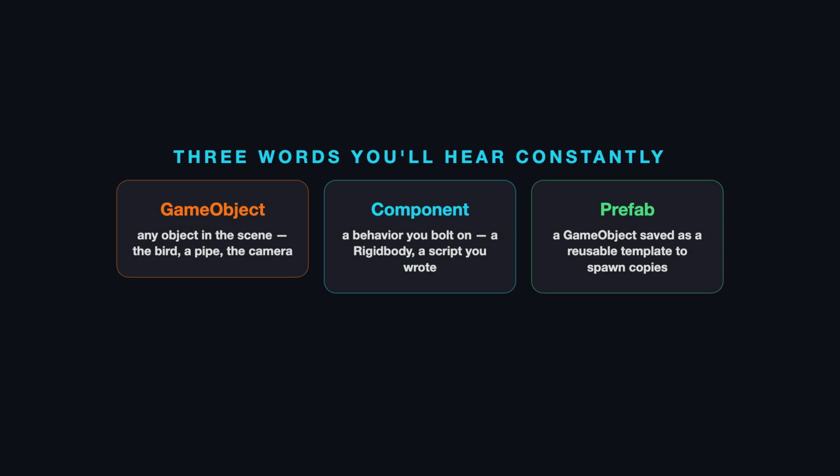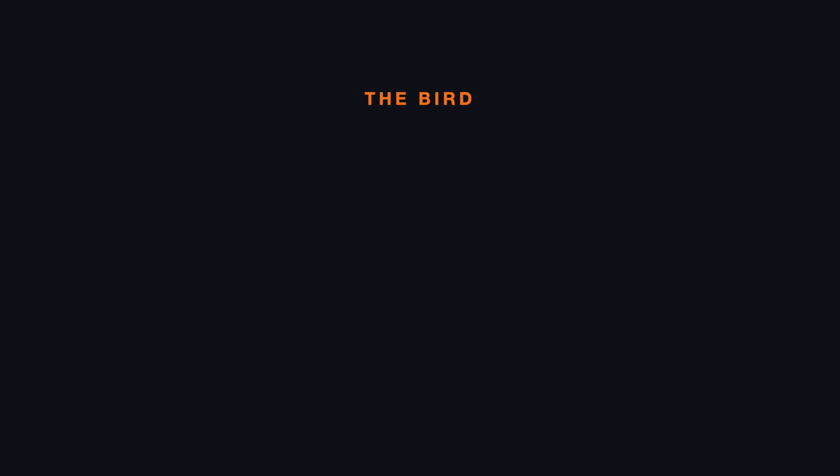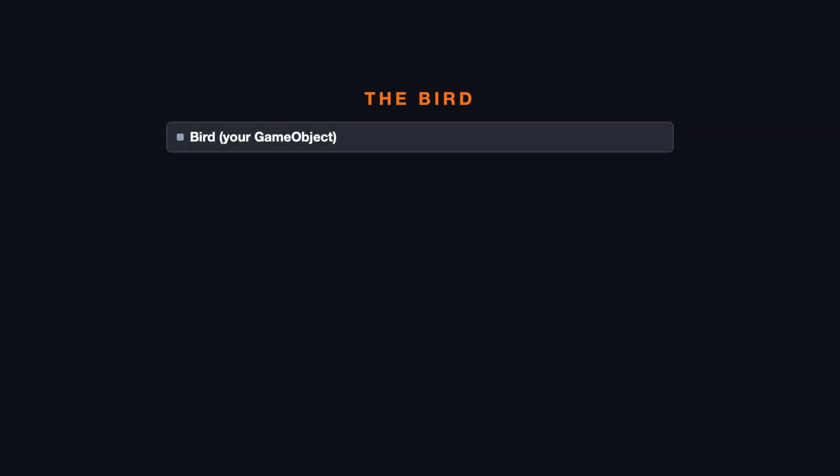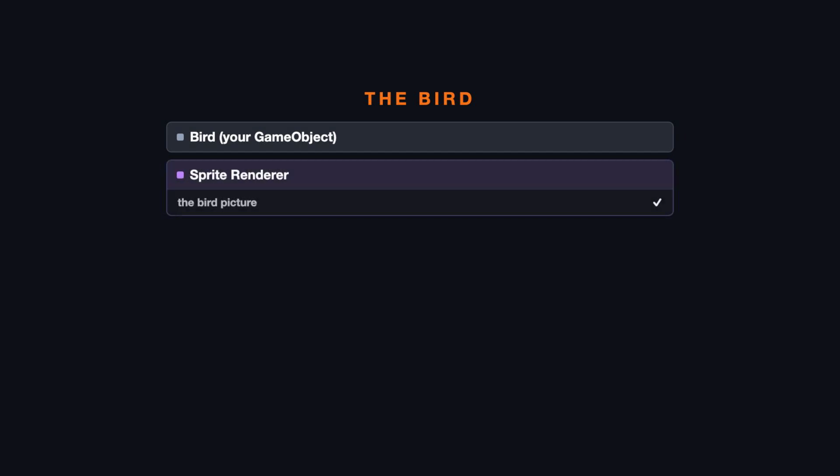Hold on to those 3 ideas. GameObjects made of components, and prefabs you stamp out copies of. Almost everything in Unity is one of those 3, and the whole game clicks together once they do. Let's make the bird. In the editor you create an empty GameObject, name it bird, and drop your bird sprite onto it with a sprite renderer. That is the picture. Now we make it fall.